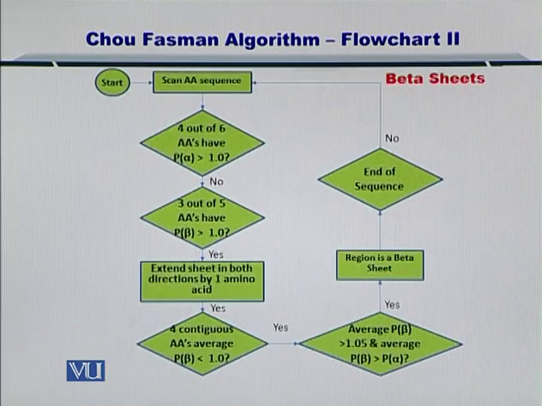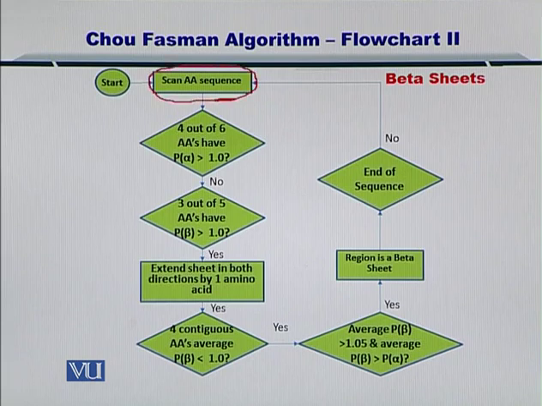But before we get to that, let me review the beta sheets and how the flowchart for beta sheets actually worked. So in this flowchart, as you can see, we started by scanning the amino acid sequence, and then we saw if 4 out of 6 amino acids had a propensity for forming an alpha helix. 4 out of 6 here was necessary because alpha helices require at least 4 amino acids for making one full turn in the alpha helix.